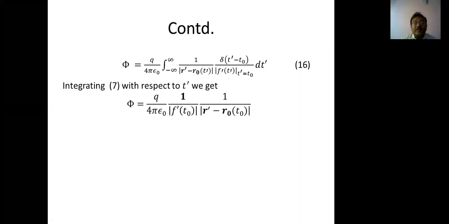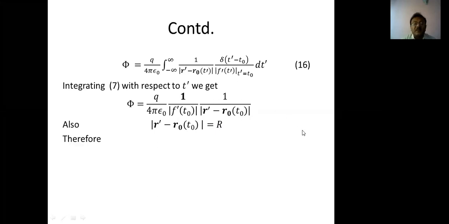Okay, so here this r prime minus r naught at t prime, because this is evaluated at t prime equals t naught. So that's why it doesn't matter whether you write it t prime or t naught here, because it is evaluated at t naught when we plug in t prime equals t naught. So this is r, which is the magnitude of vector r prime minus r naught at t prime or t naught. Okay, so you can replace this whole bunch by 1 by r.